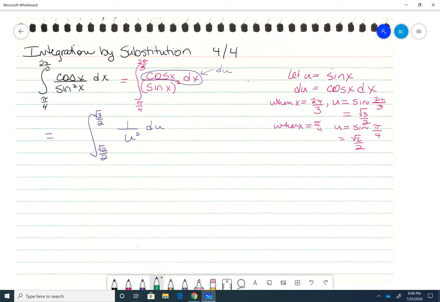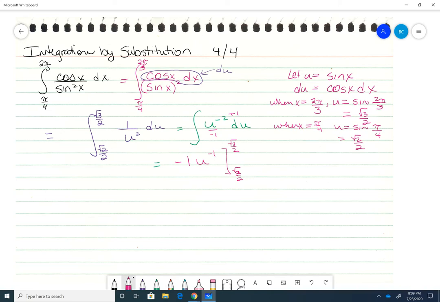Okay, so now I'm going to actually integrate. This is u to the negative 2 du. So I'm going to do my little add 1 and then divide by that. So I get negative 1 u to the negative 1. And then I'm going to evaluate that from the square root of 2 over 2 to the square root of 3 over 2.